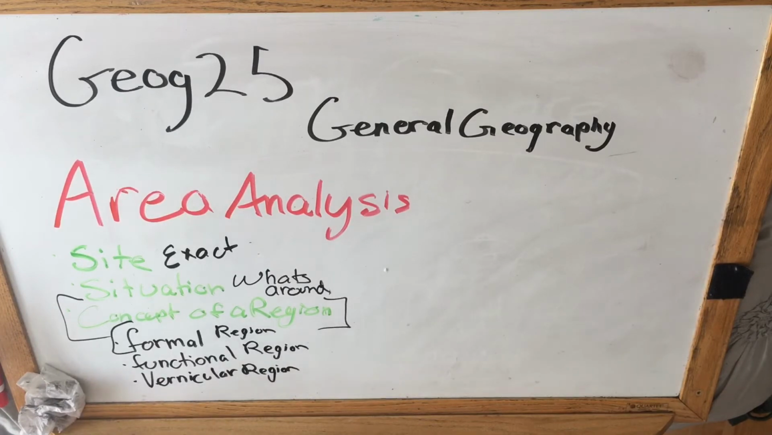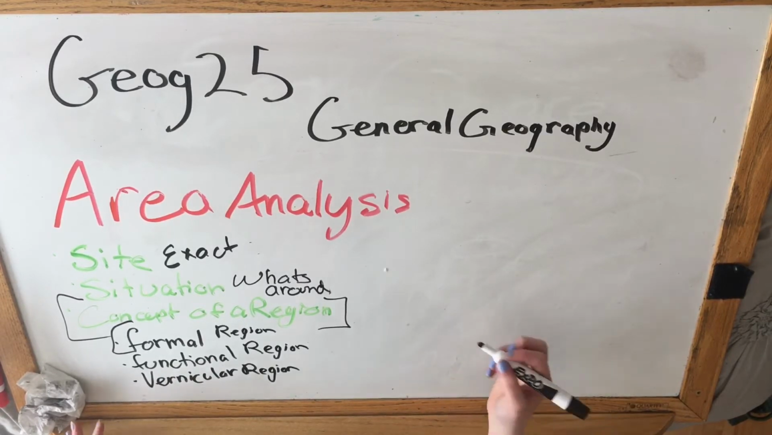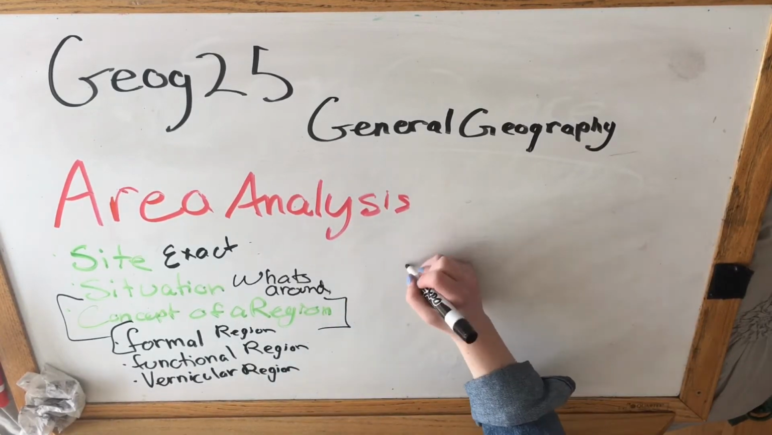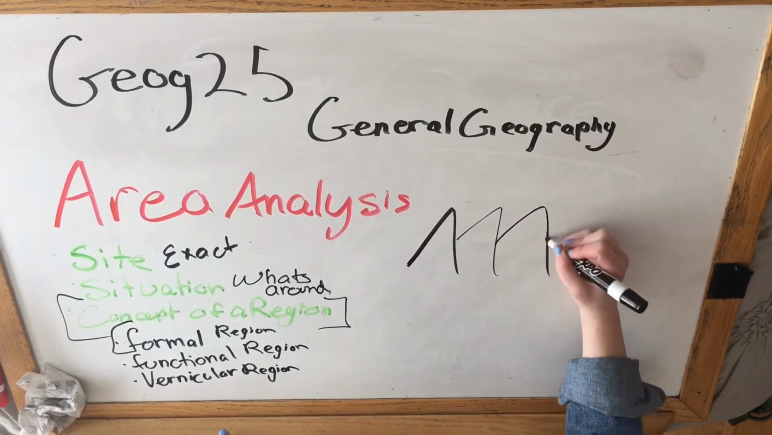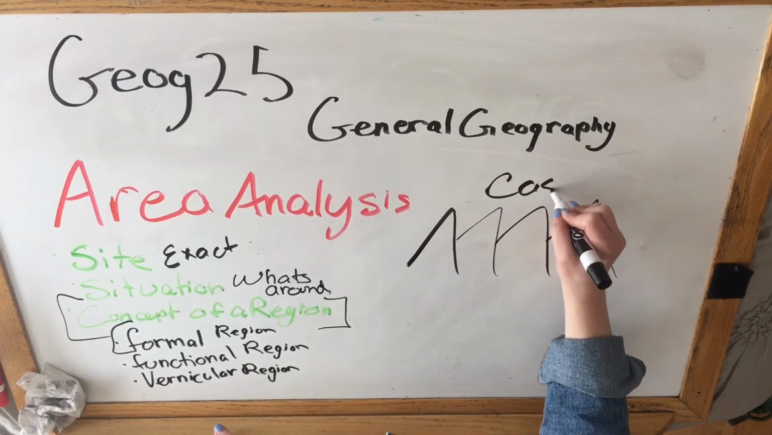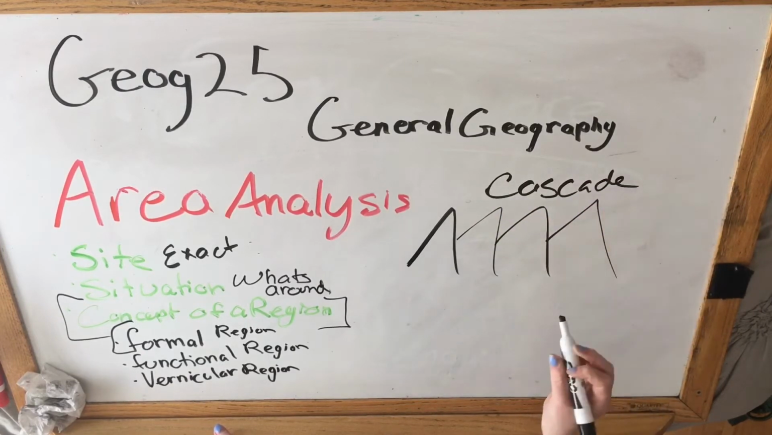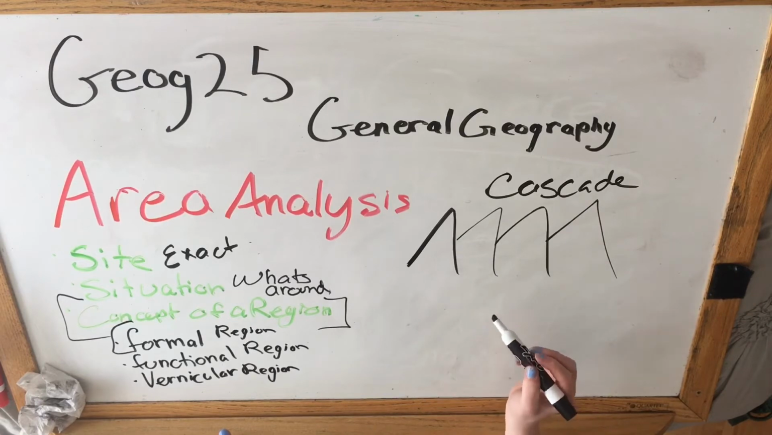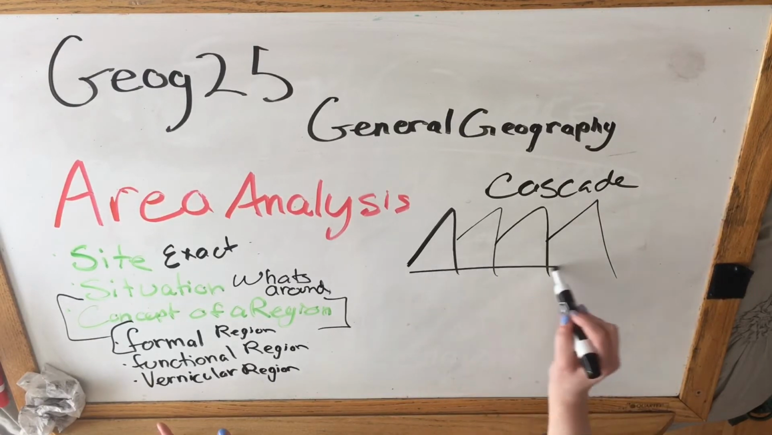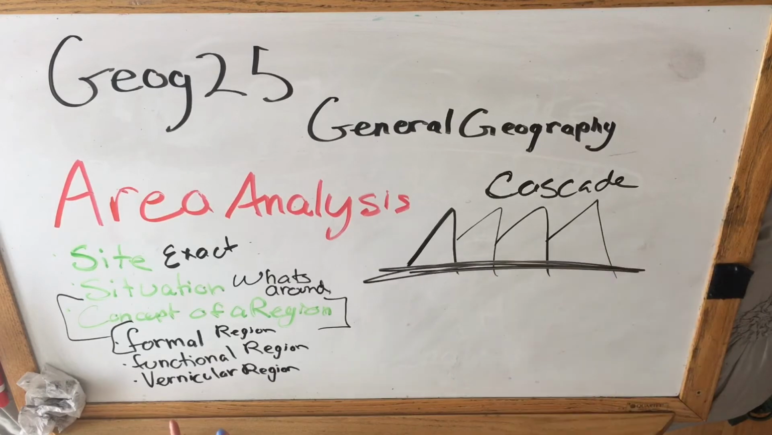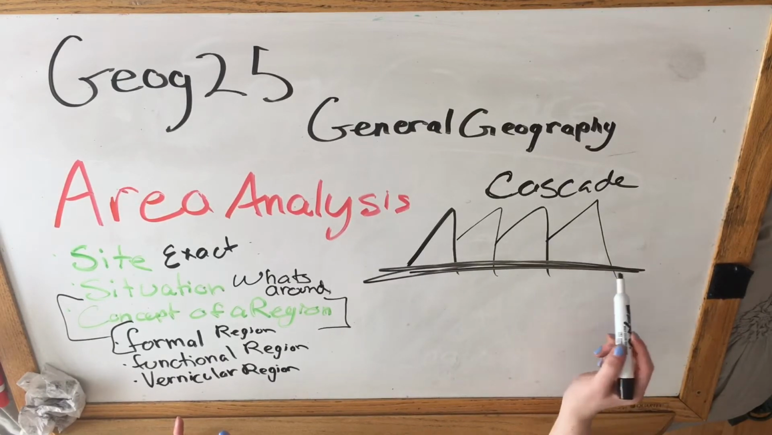So a formal region must have a specific characteristic common throughout the whole place. It exhibits central uniformity, meaning not changing in one or more physical or cultural characteristics. So we're going to use the mountains as an example. Let's say these are the Cascade Mountains. So these do not move. They are always going to be here. They are formally here on this land in Washington. So you have your mountains here. This is a formal region.